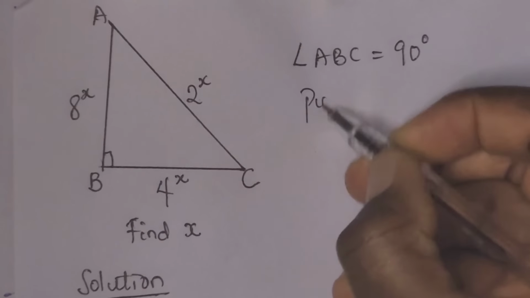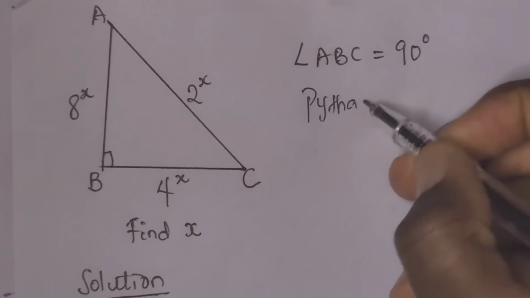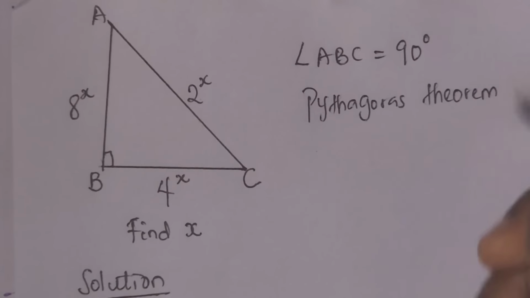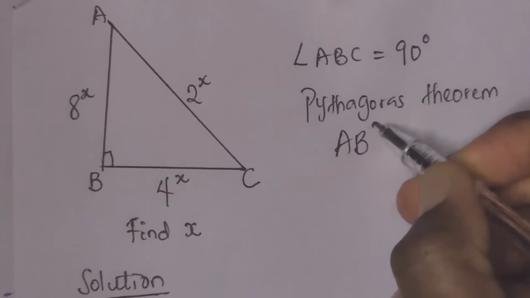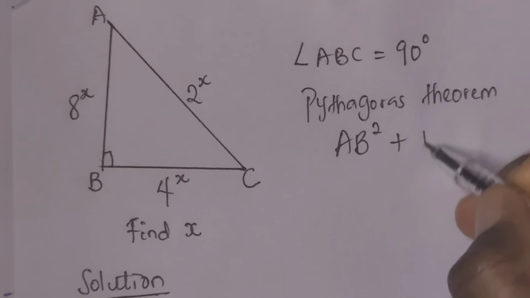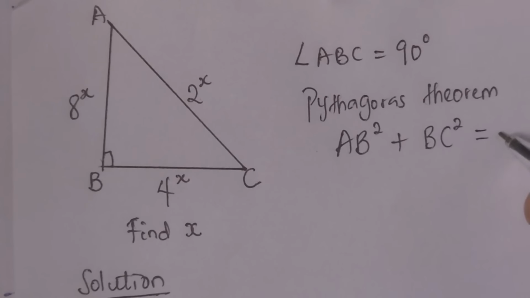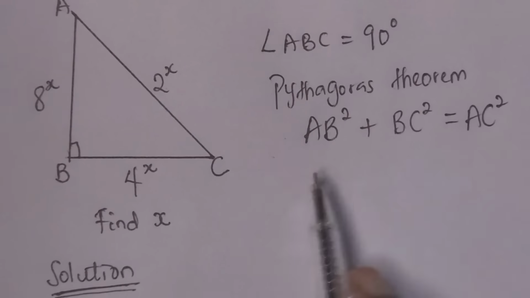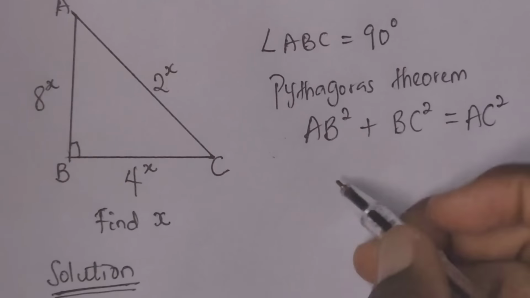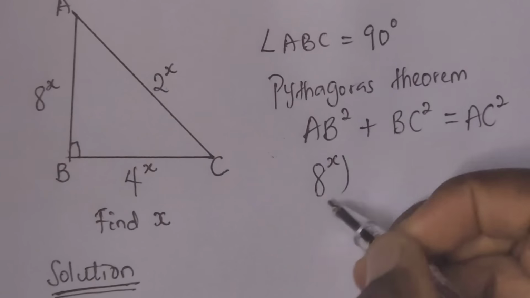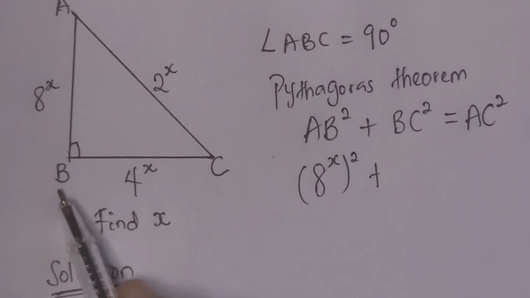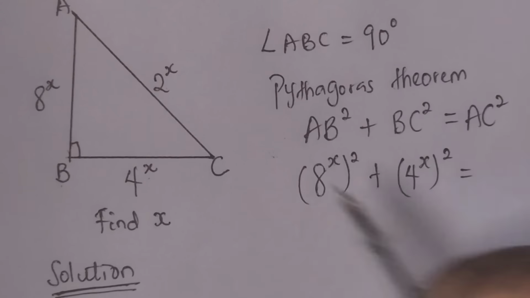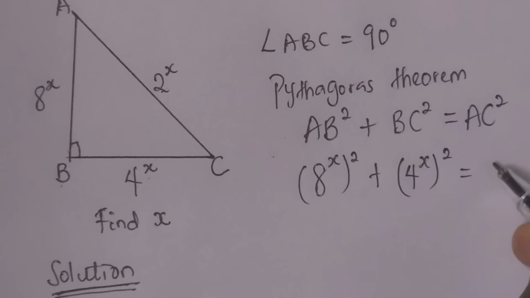Now, using Pythagoras theorem, we have that AB all squared plus BC all squared is equal to AC all squared. So from here, our AB is 8 to the power of x. So we have 8 to the power of x all squared plus our BC is 4 to the power of x, and our AC is 2 to the power of x.